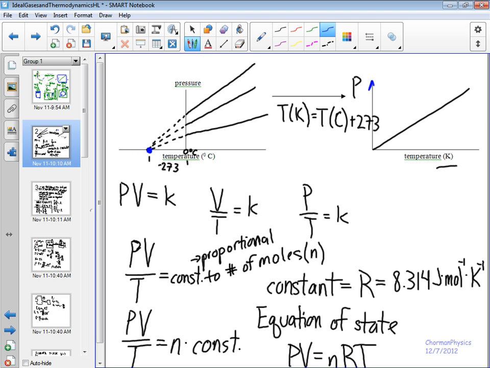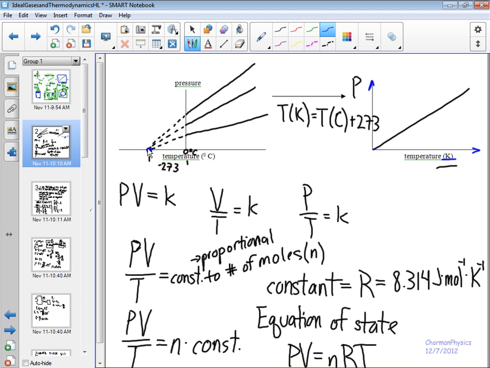So if you had a graph of P versus T where temperature is in Kelvin, this is where we get the directly proportional relationship as the temperature starts at absolute zero. Again, absolute zero is a theoretical construct where all the kinetic energy of the system is zero, right?